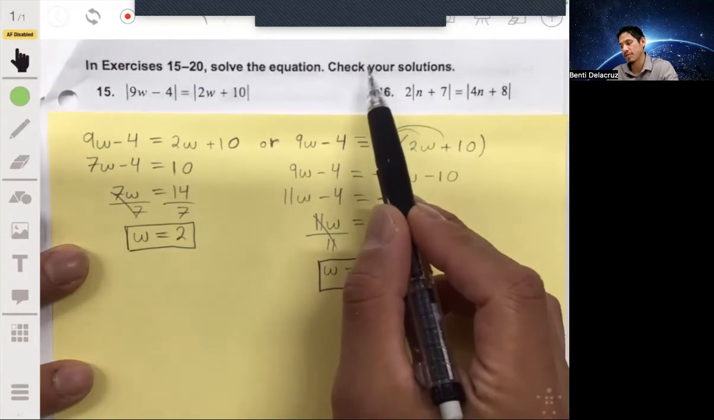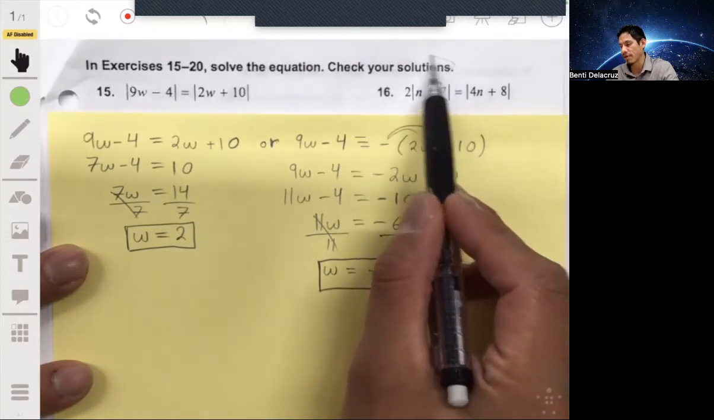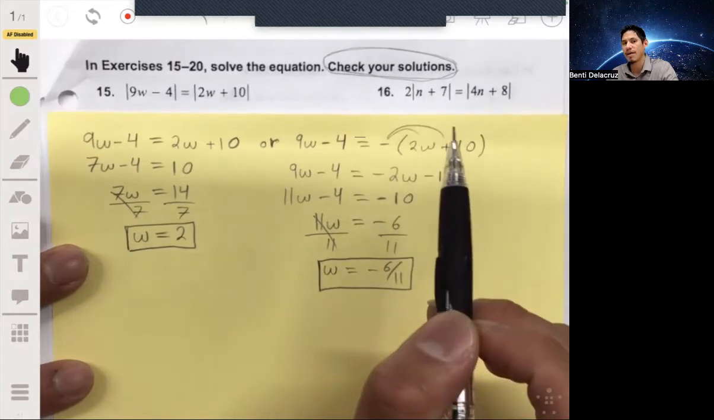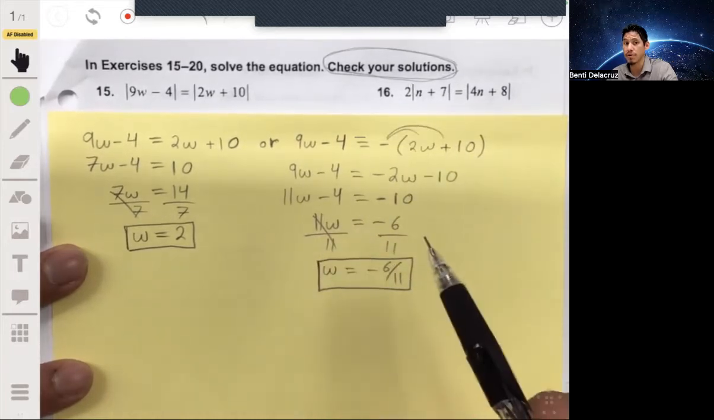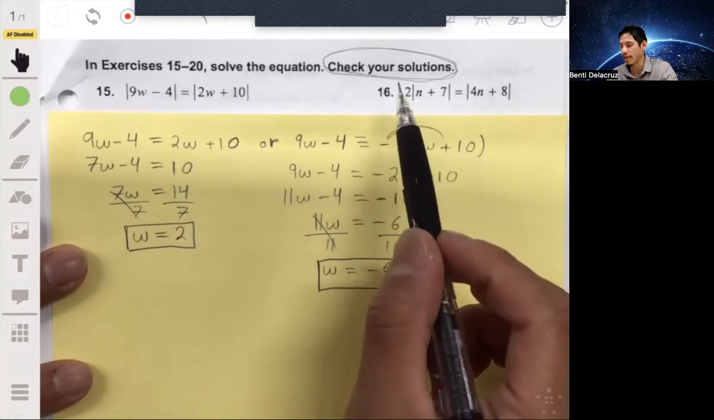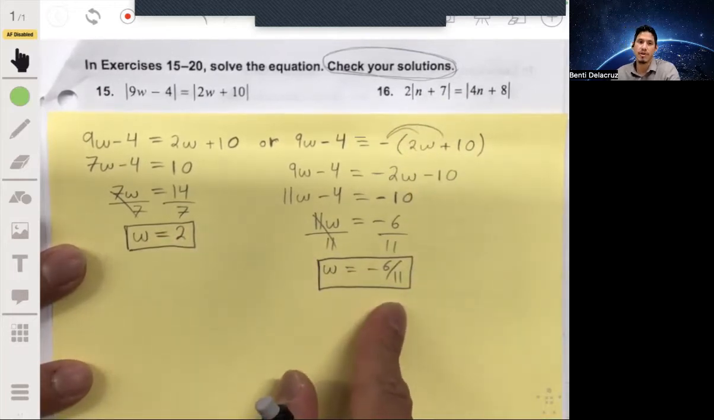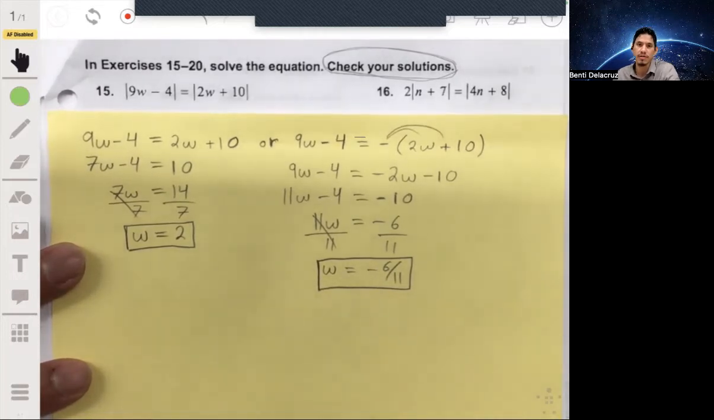So a hint that you'll probably have on your homework and on your test, they'll probably tell you to check your solutions because it's probably hinting that one of these may not work. They could both work, but definitely check, especially on a test, that both of these will work, because if you don't and one of them doesn't, you're going to get marked wrong. So I'm going to go over how we check.